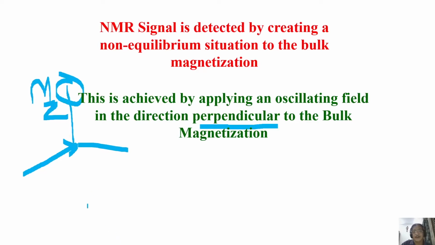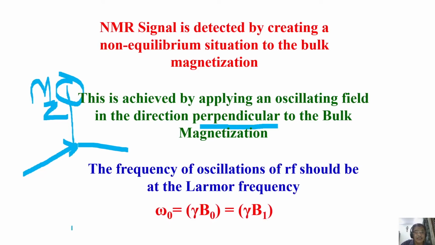And what should this oscillating field be? Remember we talked about inducing resonance: we have to apply a radio frequency pulse at the Larmor frequency, right, for getting the resonance. The frequency of this oscillating field should match the Larmor frequency. Larmor frequency is the precession frequency of the spins. So that should match the oscillating frequency which you are going to apply here.